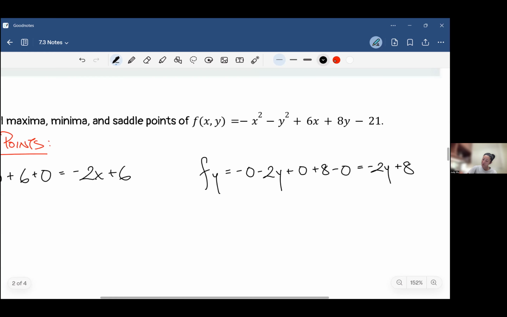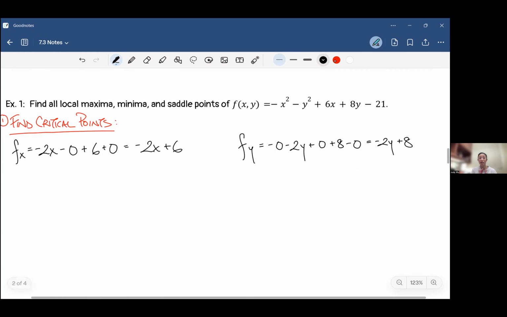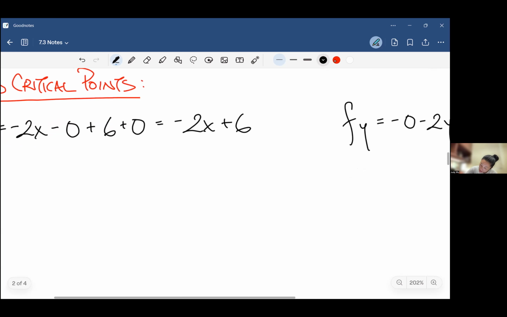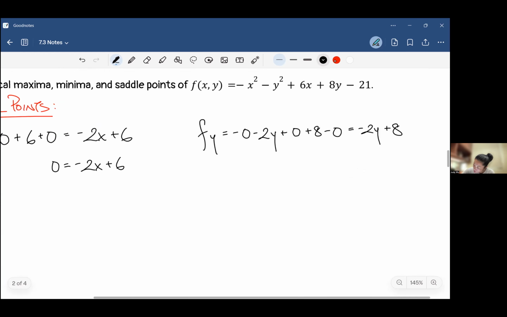So we've taken the first step to finding our critical points. We found our fx and we found our fy, but we need to make the fx and fy equal to 0. That's how we find our critical points. So my next step, I'm going to say 0 equals negative 2x plus 6. And I'm going to do the same thing over here: 0 equals negative 2y plus 8.